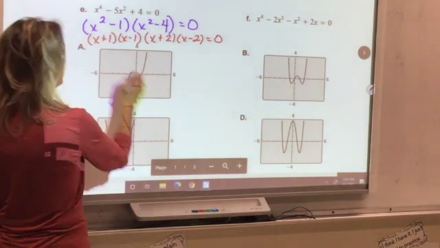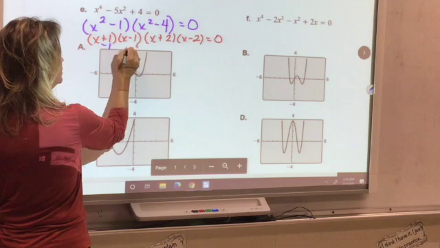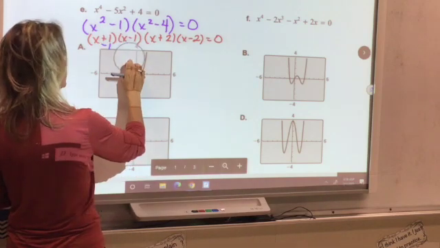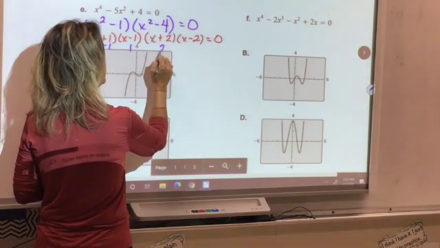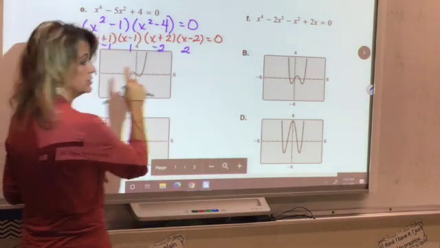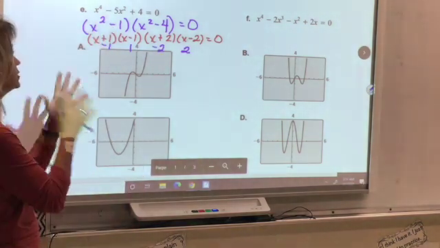This would be a negative 1. This would be a positive 1. Why I wrote 0, I have no idea. Right? This would be a negative 2. This would be a positive 2. Yes or no? Set each one to 0, right?